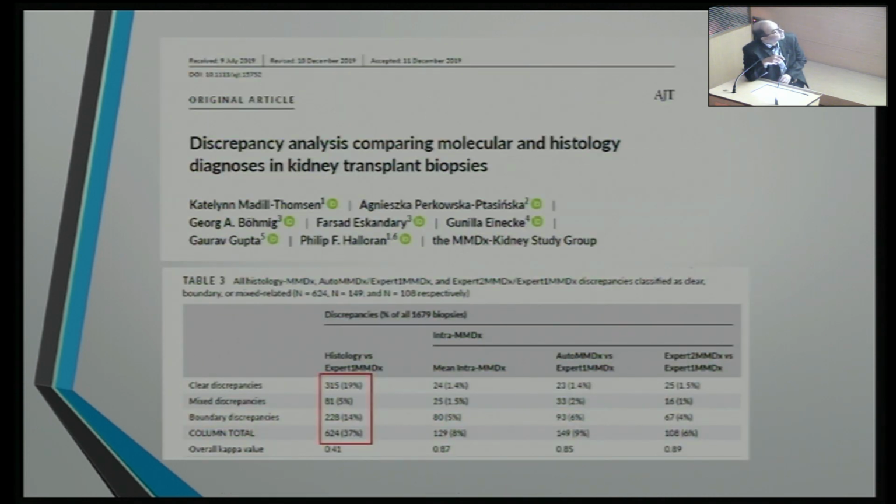There is another study here. Even here we can see that in almost 37% of the cases there is discrepancy. In 19%, there is clear discrepancy, where one platform is saying rejection and the other is saying no rejection. In around 5%, there is mixed discrepancy, where one is saying it's combined rejection, and the other is saying it's only one type of rejection. And around 14% were borderline cases, where one is saying it's borderline rejection and the other is saying no rejection.